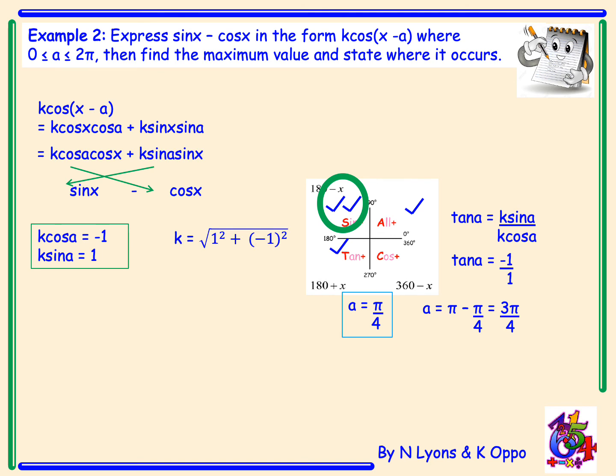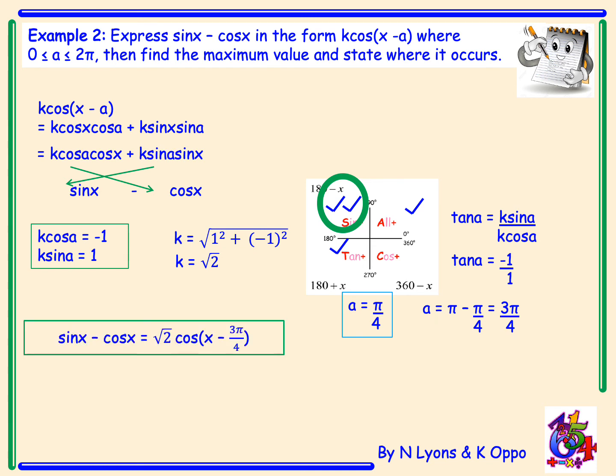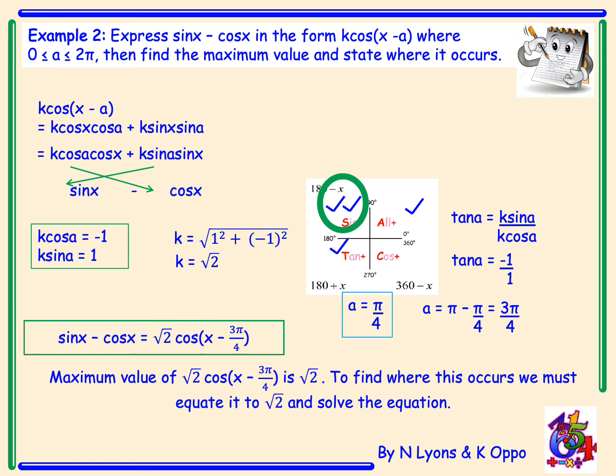Now to find the value of k, square root of 1 squared plus -1 squared, so k is equal to √2. So now we can clearly say sin x minus cos x in wave function form, and the answer is √2 cos of x minus 3 pi over 4. Now the second part of the question this time asks for the maximum value and where it occurs. The maximum value of this graph is going to be √2.